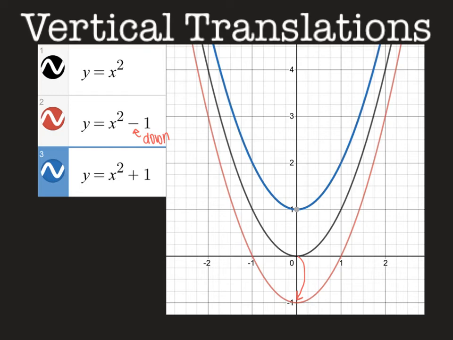Now our blue parabola has a plus sign, so this is going to mean that we're going up 1, or however many units you see there, whatever your k value is. So for our blue parabola, we took our original function and we moved everything up 1. All of the points got moved from end to end. Everything is moved either up or down.